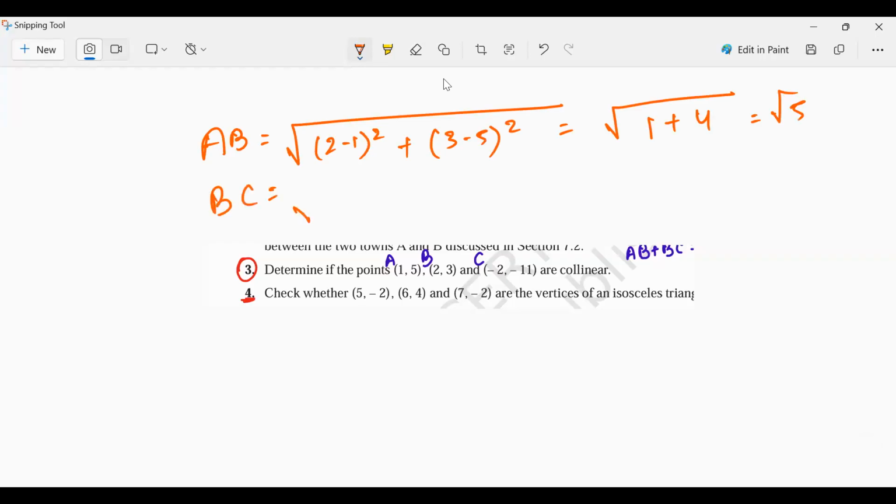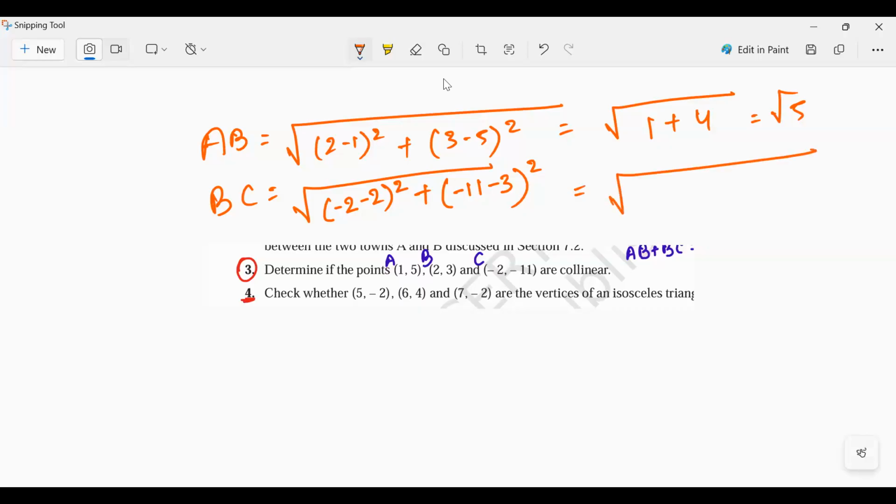BC: x2 minus x1 whole square plus y2 minus y1 whole square. So minus 2 whole square plus y2 minus y1, our y2 this one and y1 this one, whole square. That means we are getting minus 2 square, that is 4, and 14 square is 196. Please keep on checking the calculation. Are the numbers coming out correctly or not? Okay, I'm getting this one. Please check it.